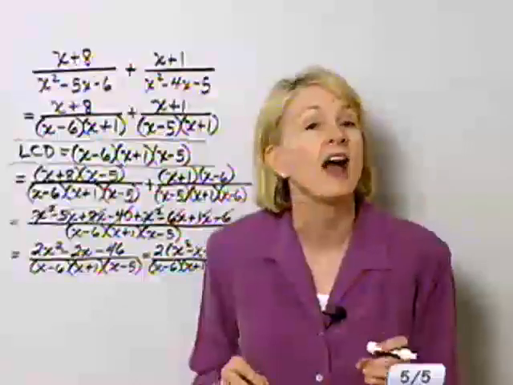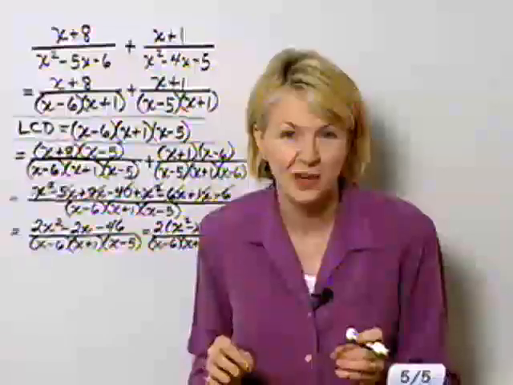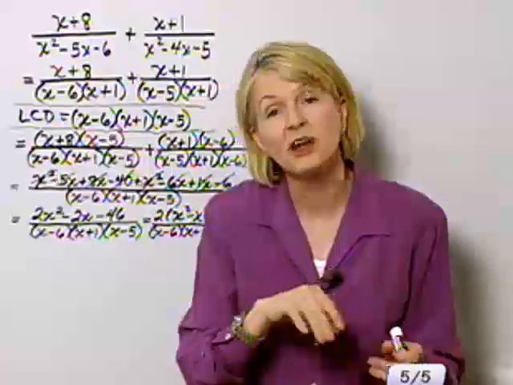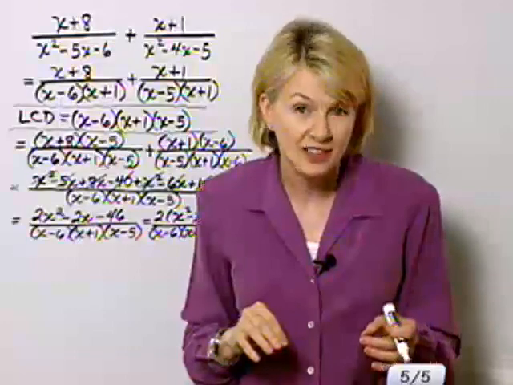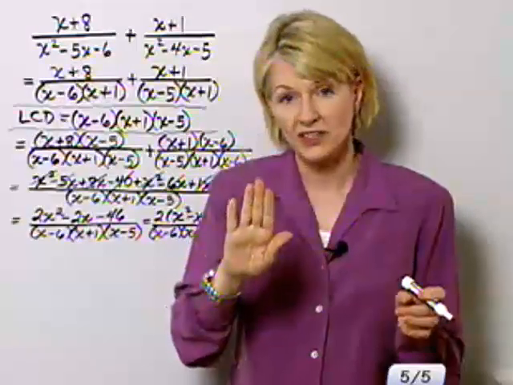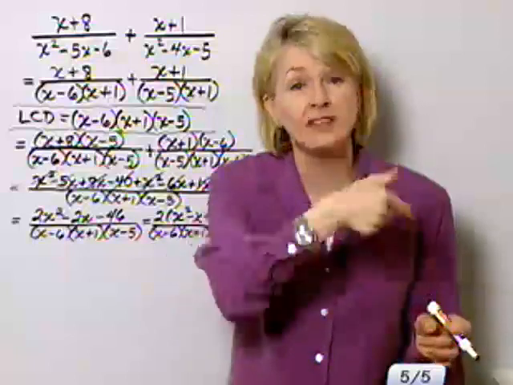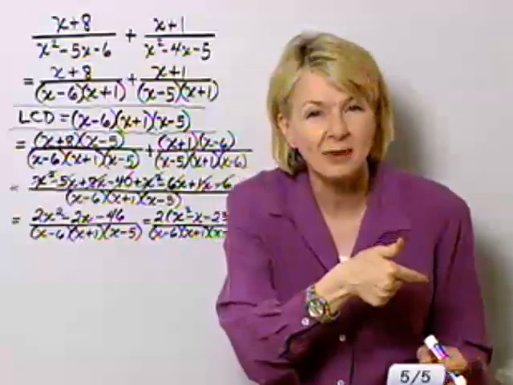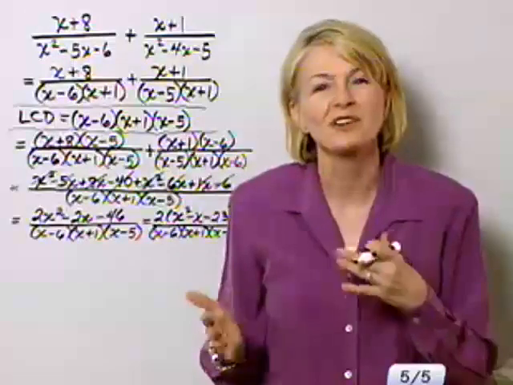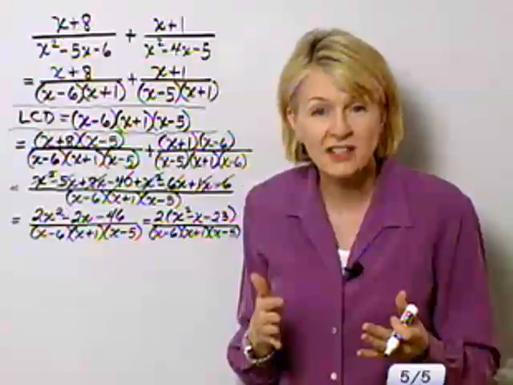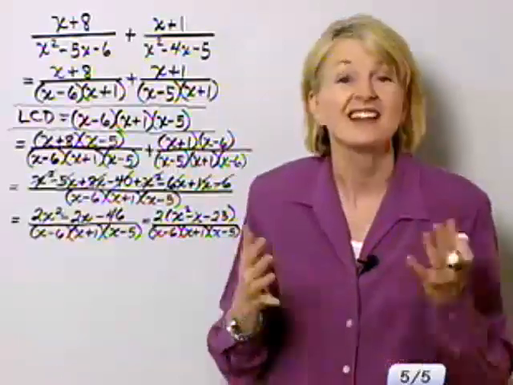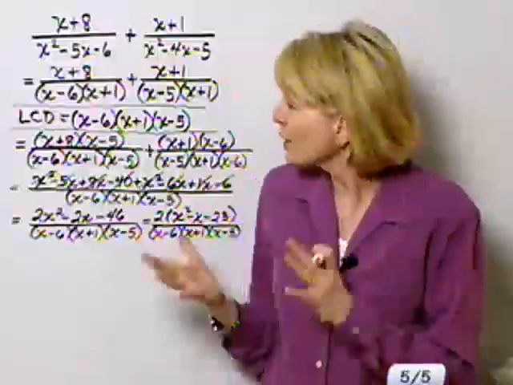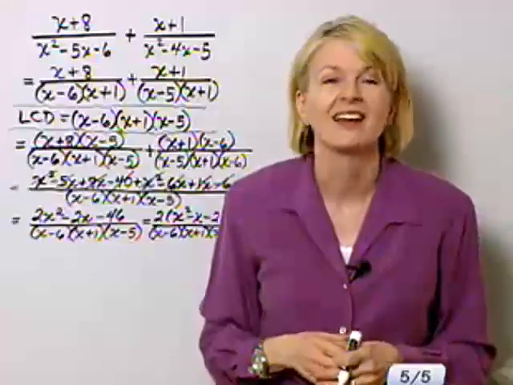Let's review then. How do you multiply two rational expressions? Numerator times numerator over denominator times denominator. How do you divide two rational expressions? It's the first rational expression times the reciprocal of the second rational expression. And how do you add or subtract rational expressions? You've got to have the same denominators. All right, at this time, practice working operations on rational expressions.